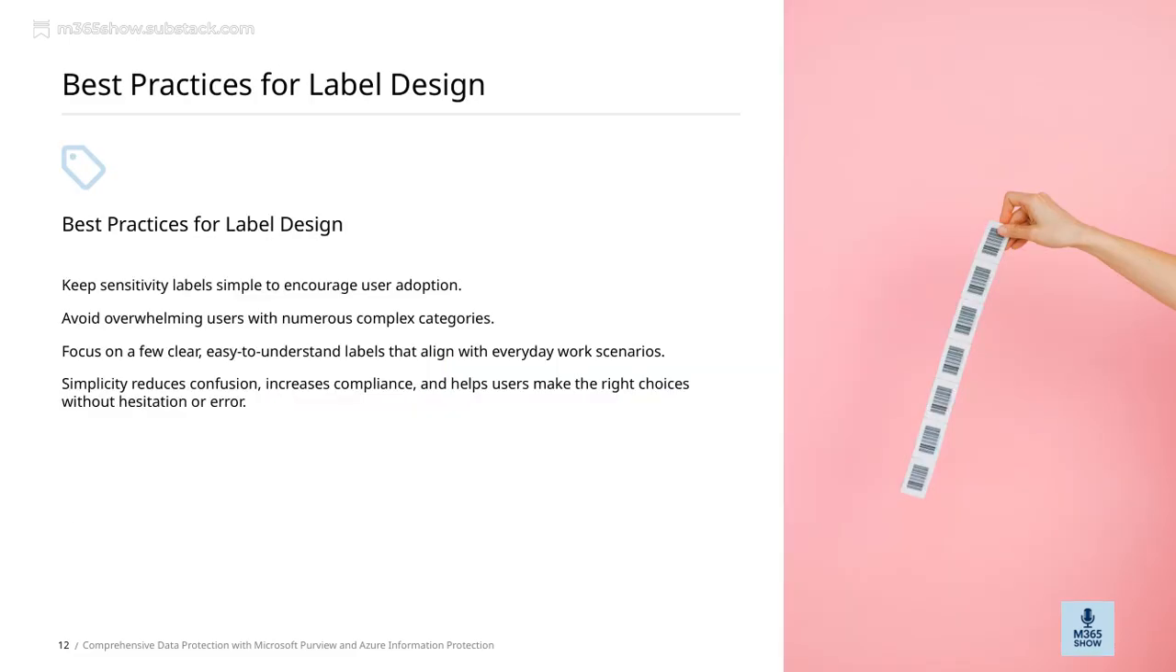When designing sensitivity labels, it's really important to keep things simple. If we make the labels straightforward, it encourages users to adopt and use them correctly. We want to avoid overwhelming people with too many complex categories, because that can lead to confusion and mistakes. Instead, focus on a few clear, easy-to-understand labels that match the typical work scenarios they encounter every day. When labels are simple, users find it easier to make the right choices without hesitation or errors. Remember, the goal is to streamline the process and promote consistent compliance across the organization.